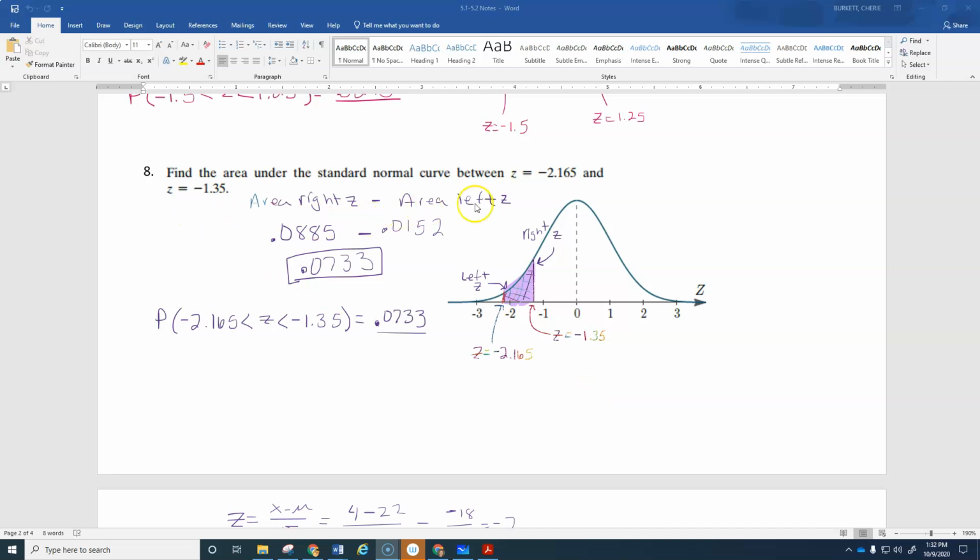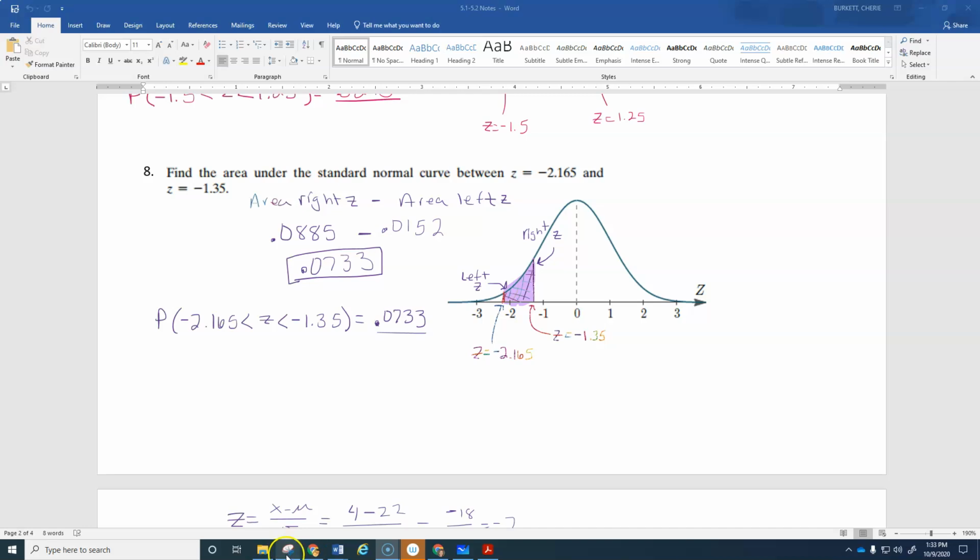Okay, as promised, here is the answer. I did it by hand using the Z table. I found this Z value is negative 1.35. I found that area and it was 0.0885. Then I found this area for the number that's on the left, which is 2.165. I subtract those two and I got 0.0773.